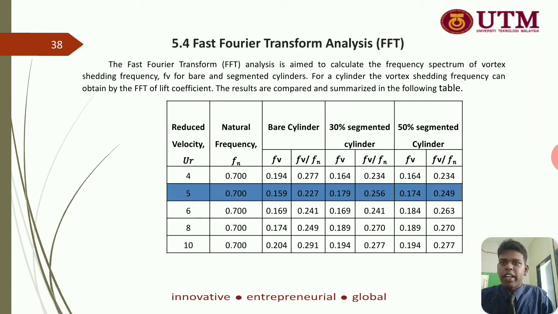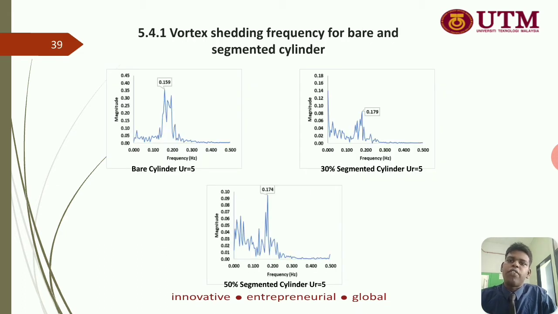Fast Fourier transform analysis (FFT). The FFT analysis aims to calculate the frequency spectrum of vortex shedding frequency for bare and segmented cylinders. For a cylinder, the vortex shedding frequency can be obtained by FFT of the lift coefficient. The results are compared and summarized in the following table. Vortex shedding frequency for bare and segmented cylinder. The following figure shows the frequency spectrum extracted from Fluent.